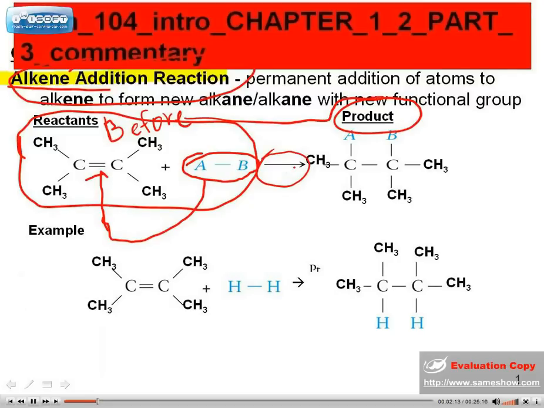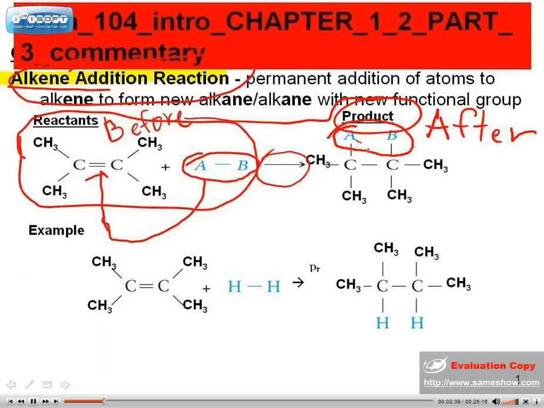So in this case over here, products are the substances that are going to be produced afterwards. Okay. So in this case, this shows the alkene bond was broken and two atoms from the diatomic molecule were added in. We keep it generic as A, B.